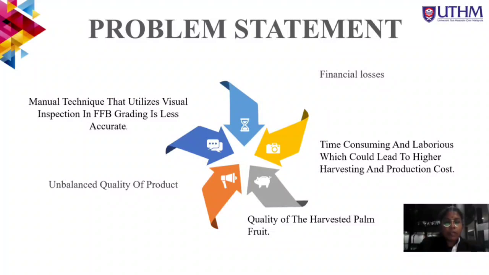However, there are still many issues being faced by the oil palm industry. One of the most important issues is the quality of the harvested palm fruit. The manual technique utilized, visual inspection in fresh fruit bunch grading, is less accurate. The probability of harvesting unripe FFB eventually will be a reason for financial losses when the quality of the manufactured product is affected by low quality fresh fruit bunch. This method is also time consuming and could lead to higher production costs.